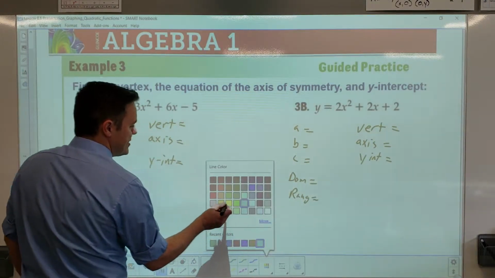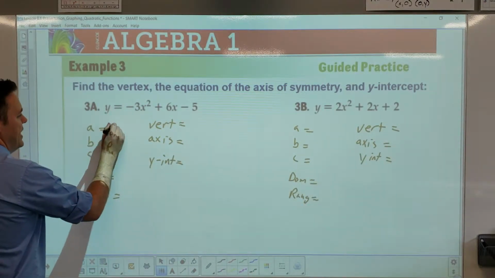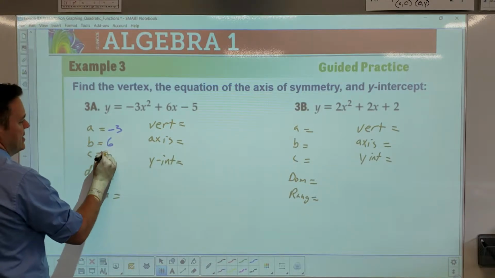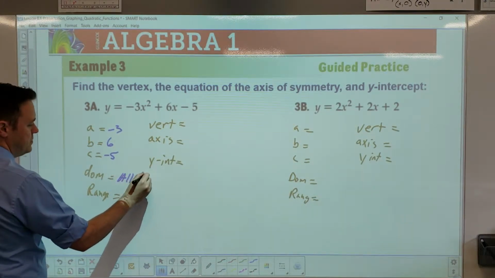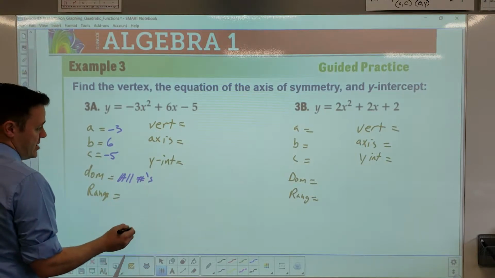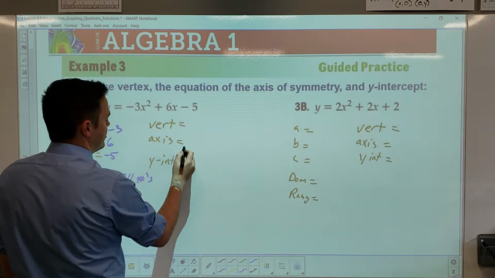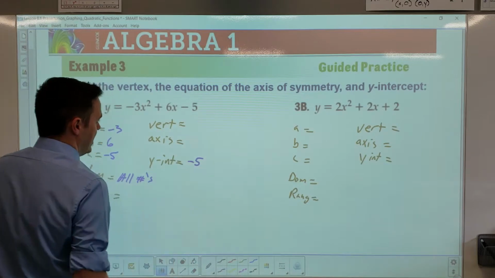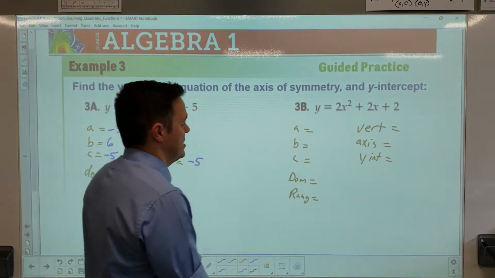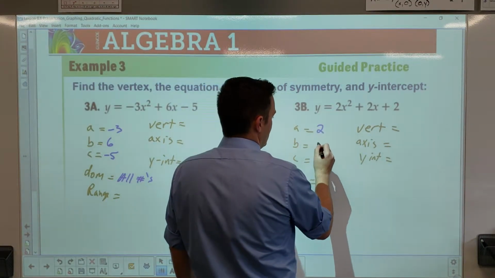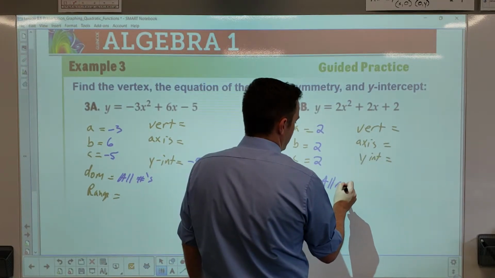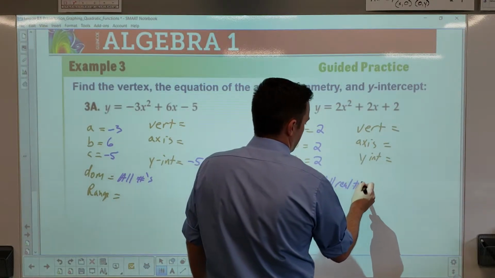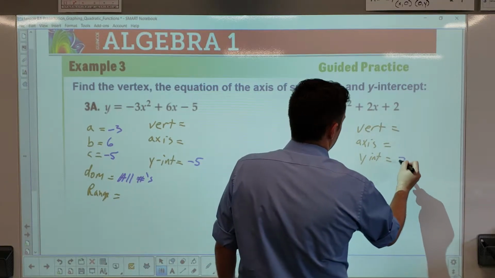All right, on this one, guys, -3, 6, -5. Domain is all real numbers. Range is going to be, I don't know yet. Y-intercept, I know that at -5, okay? I'll come back to the rest of this. This one is 2, 2, and 2. Domain is going to be all real numbers. My y-intercept is going to be 2.